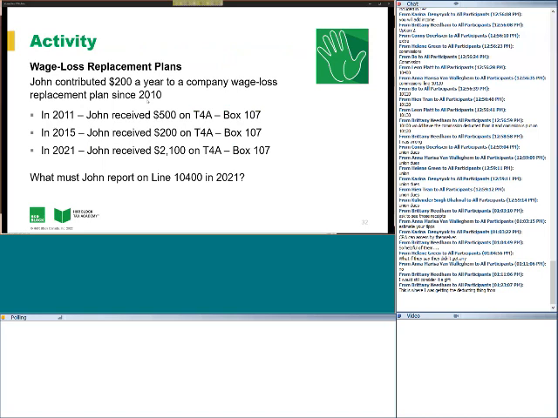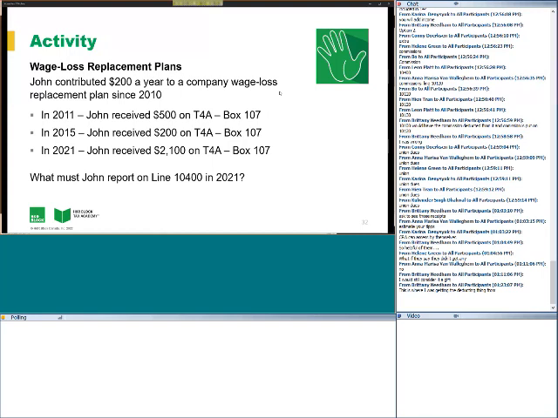Okay, let's try this out. So we're going to use John as an example, and I'm going to give you multiple years because he's had a couple of years, so we can practice tracking it through. So he puts $200 a year in every year, and he started in 2010. So in 2010, he put $200 a year to a company wage loss replacement plan. So this is a disability plan that he is contributing in part to, and the employer is also contributing to or controlling. Okay, so put 200 in 2010.